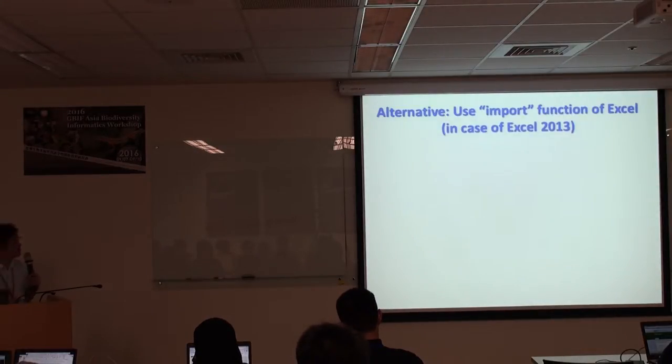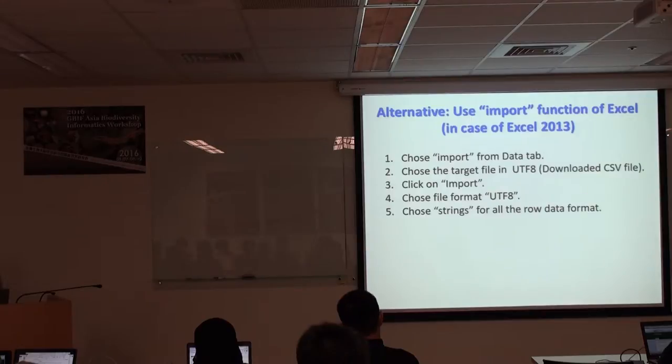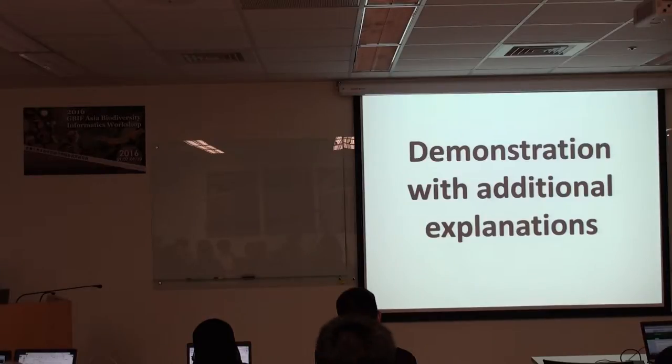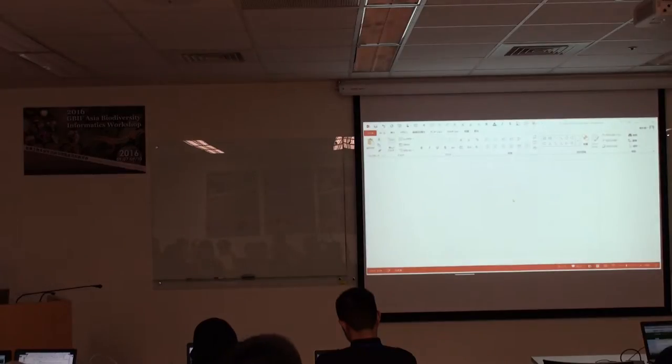Or there is an alternative. If you really want to open Excel for the beginning, then use the import function and choose import from the data tab and choose the target file in UTF-8. There is a small tab where you can indicate what kind of data format these are. So choose UTF-8 as a format, and click on import, and then you can get the data. You can do this later, but it's easy to make a copy paste. Okay, right. Then I will do whatever I have shown you.